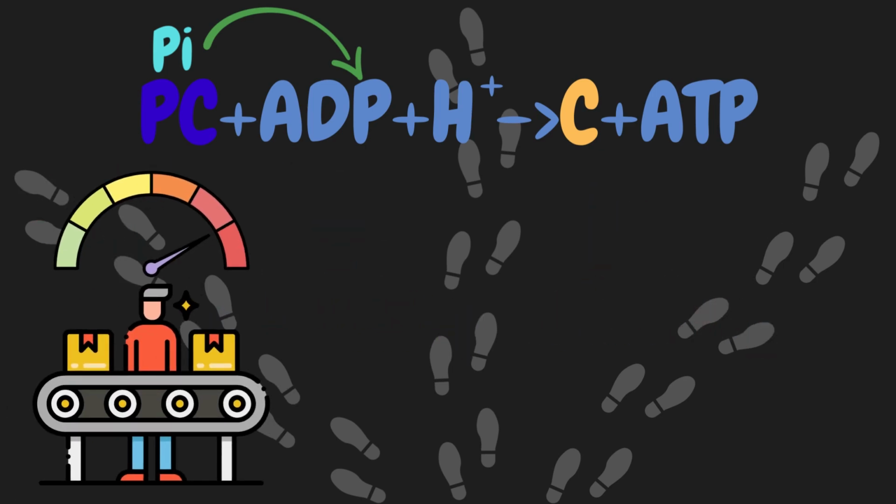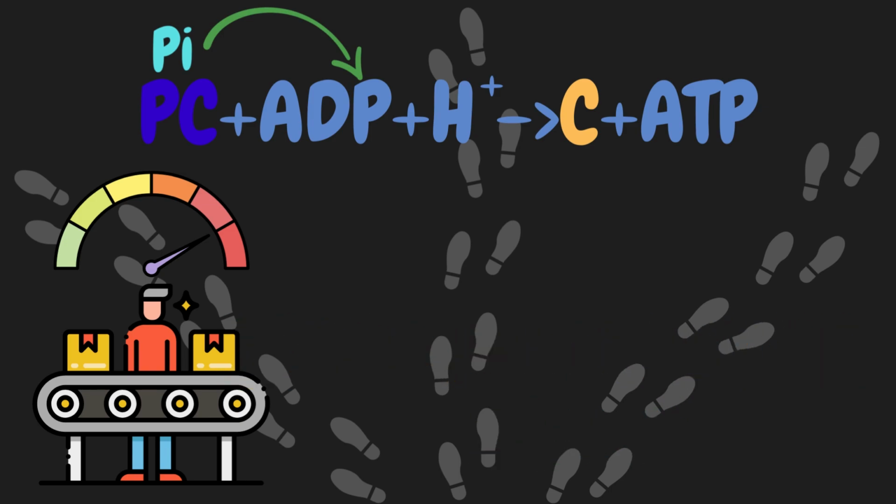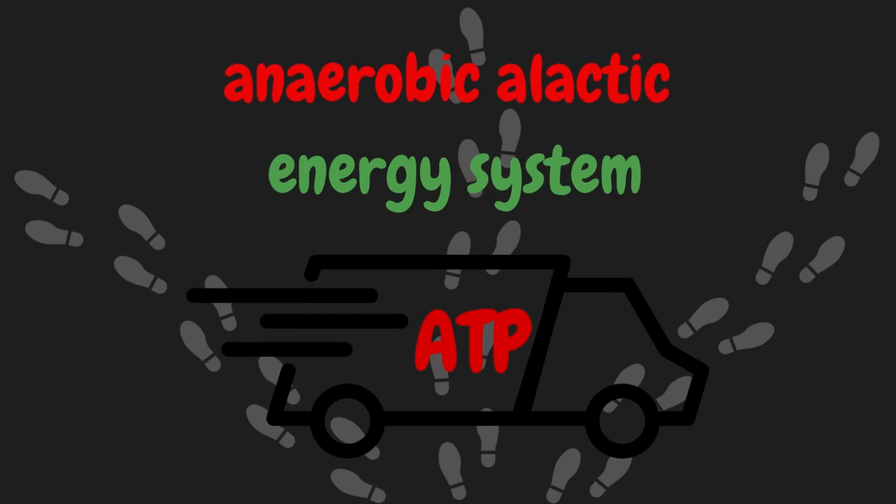The maximal rate of ATP resynthesis from phosphocreatine is approximately 2.6 millimole per kilogram per minute and occurs within 2 seconds of the onset of maximal contraction. Phosphocreatine stores used to regenerate ATP in a working muscle will be depleted in 15 to 30 seconds. The anaerobic alactic system is the fastest source of ATP resynthesis, but won't be able to support exercise bouts of longer duration.